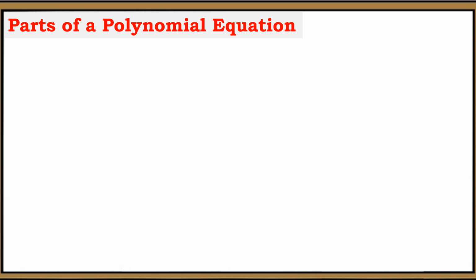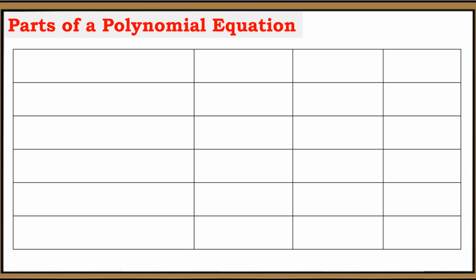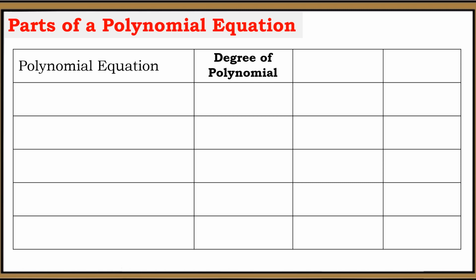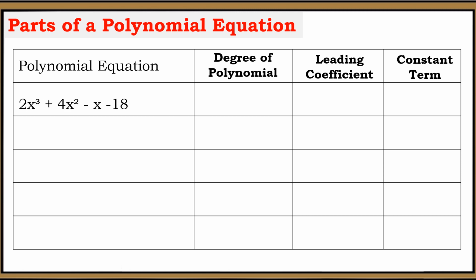What are the parts of a polynomial equation? There are three important parts of a polynomial equation. So, we have the degree of polynomial, the leading coefficient, and the constant term. For example, the polynomial equation is 2x cubed plus 4x squared minus x minus 18. The degree of the polynomial is the highest exponent that occurs in the given polynomial equation. So, yung may pinakamataas na exponent dyan ay 2x cubed. Ang pinakamataas na exponent ay 3. Therefore, the polynomial is of the third degree.